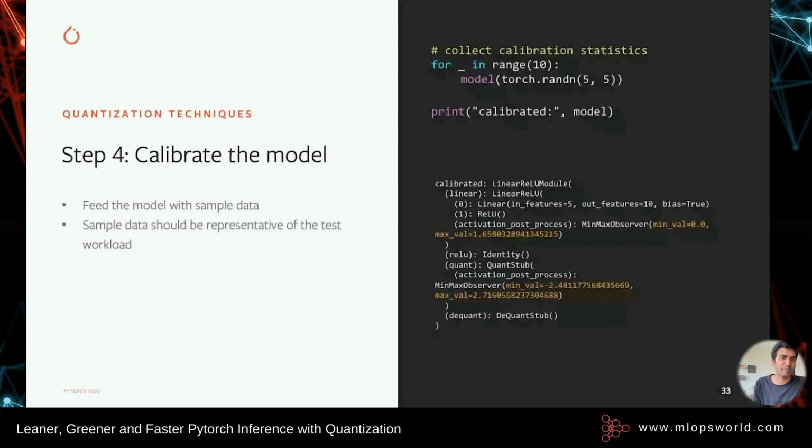And finally, we calibrate the model. What this means is, like I mentioned, we feed the model with sample data, with data that it is expected to encounter in production. So the sample data should be very representative of the test workload. You can't just have random data for calibration, because that will totally skew the model's statistics. So you want data that it is most likely to receive. And one good way to do that is using the validation set.